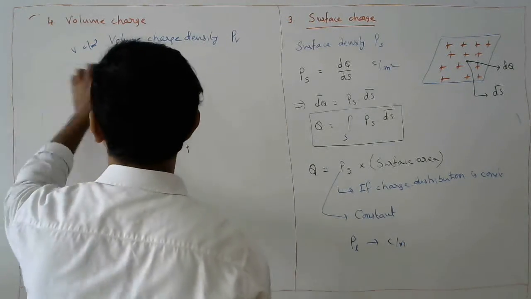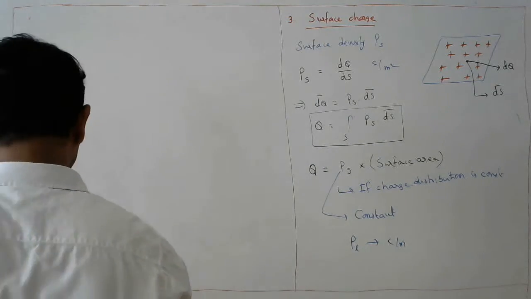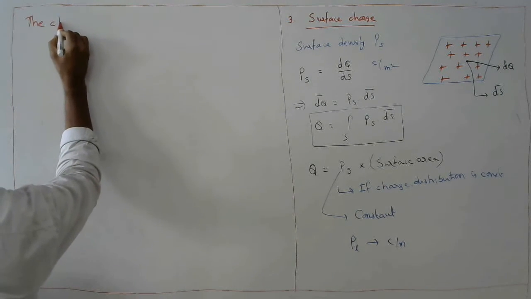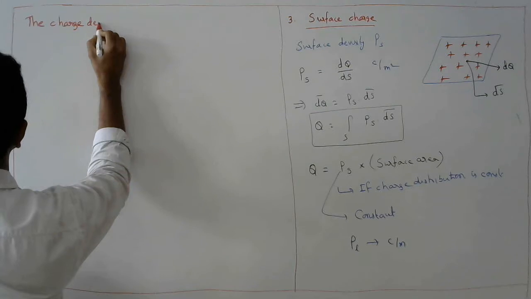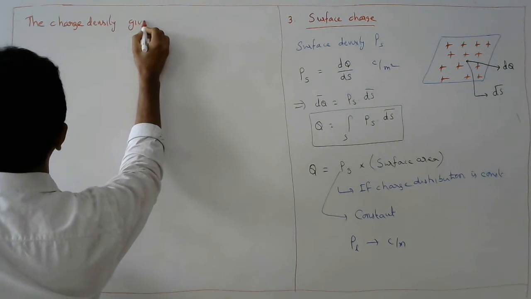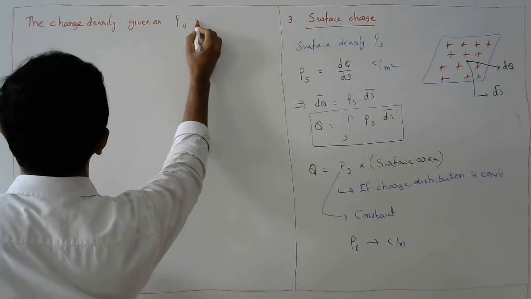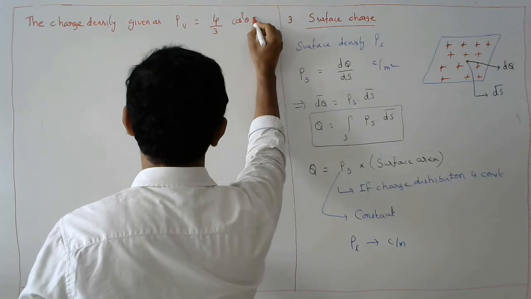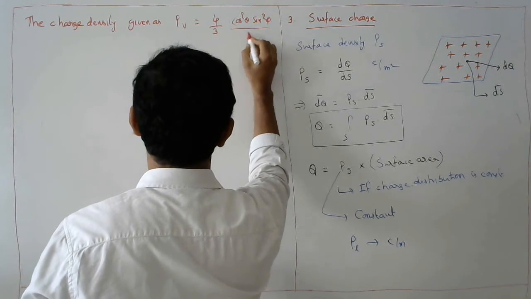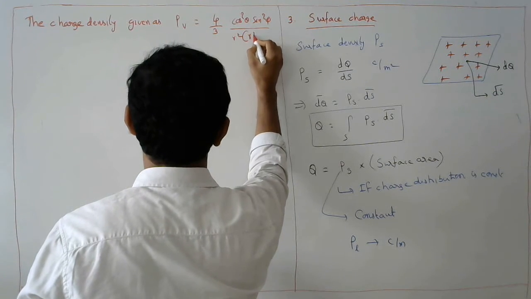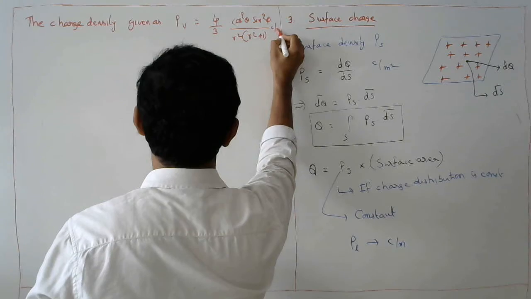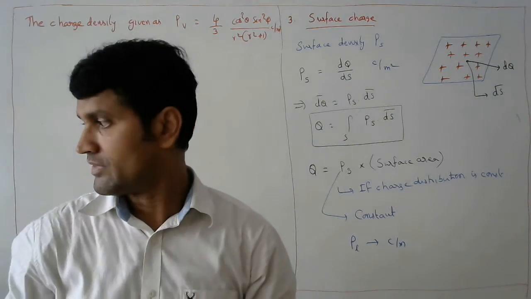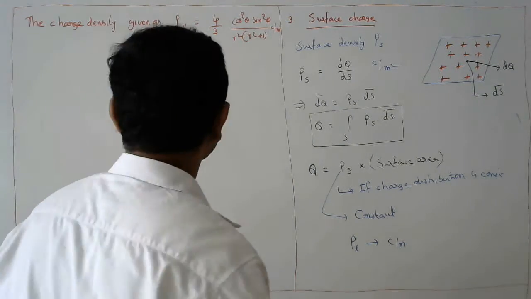The problem given is: the charge density is given as rho v is equal to 4 by 3 cos square theta sin square phi by r square into r square plus 1 coulomb per meter cube. Then find the total charge.